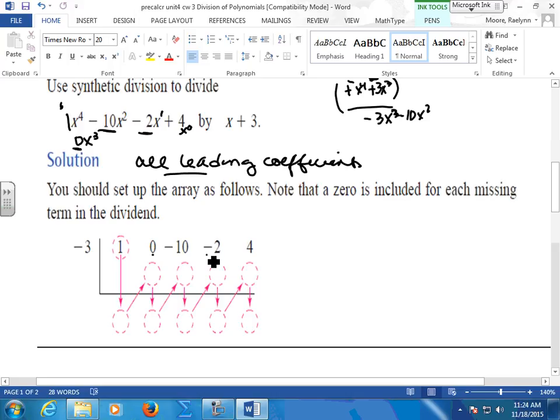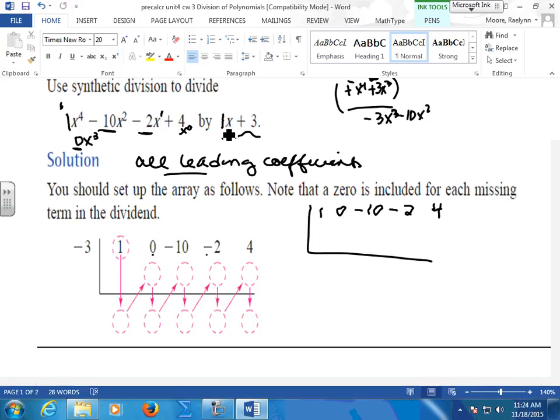And you're going to make a little L like that. You're going to do what they did. 1, 0, negative 10, negative 2, 4. I want you to work this one with me. Okay? And then this guy has to have a leading coefficient of 1. Same kind of thing when we completed the square. If not, I have to factor it out. It does. So this is a factor.